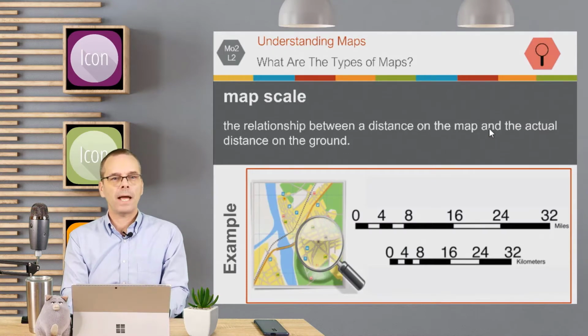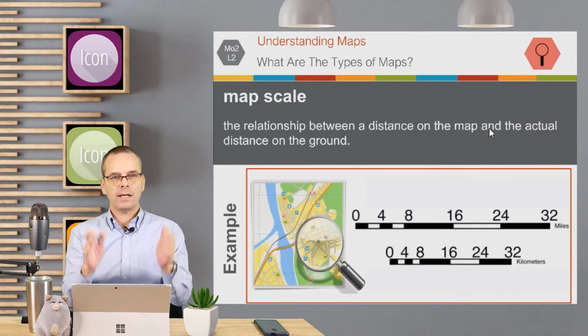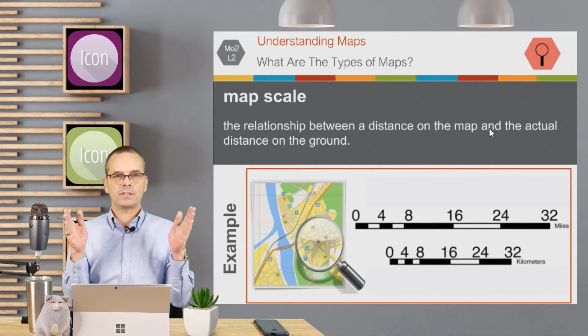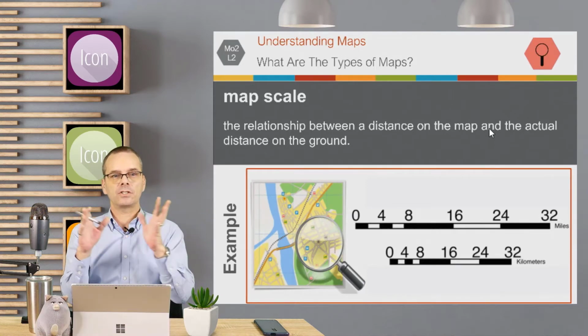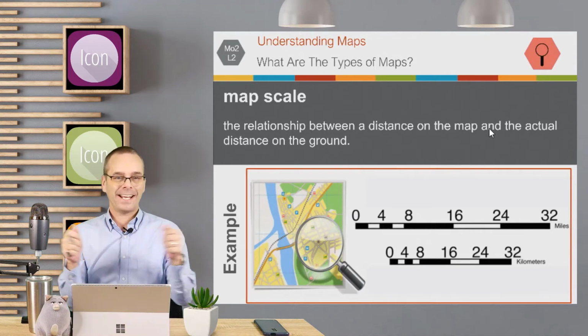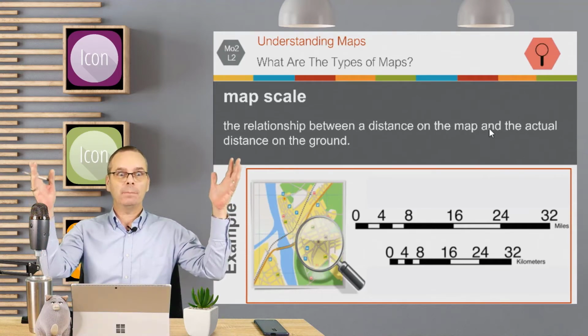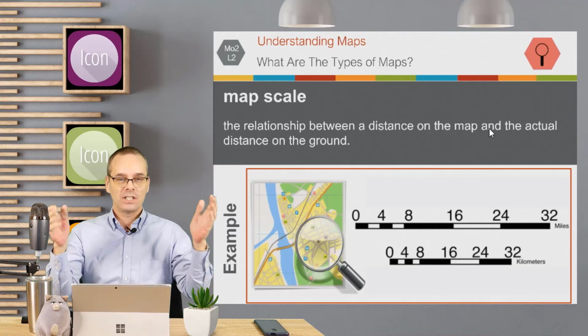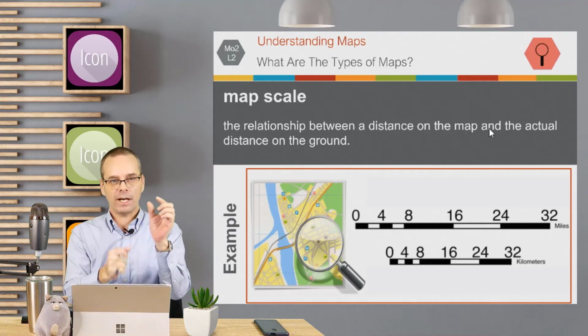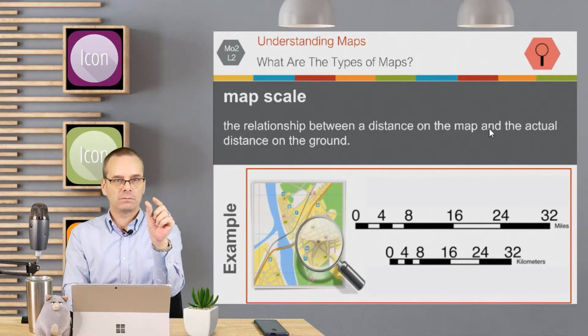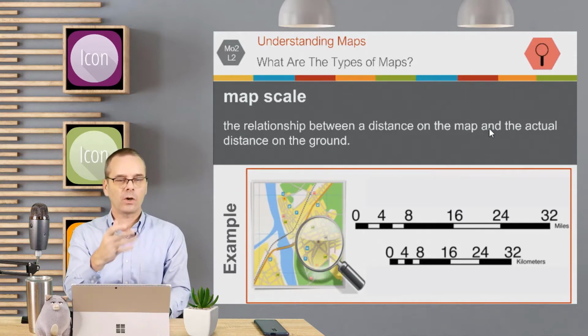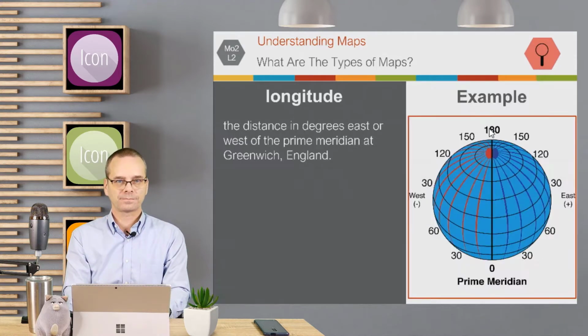You also have map scale. Map scale is the relationship between a distance on the map and the distance on the ground. Because we can't have a map that's an actual size. That would be a really big map. So we use map scale and say, for every centimeter equals 1 kilometer, something like that. And we call that map scale.